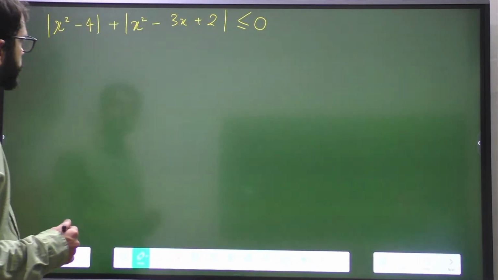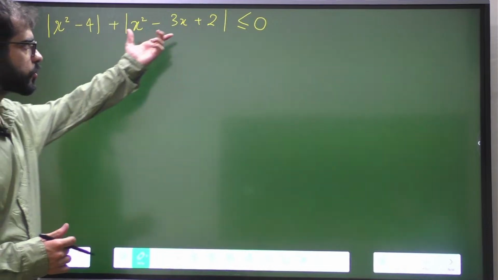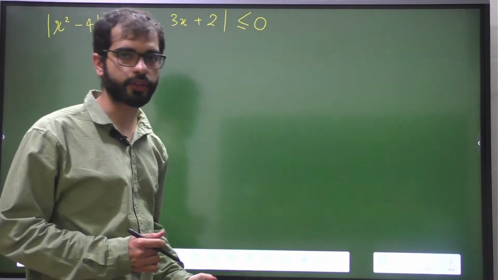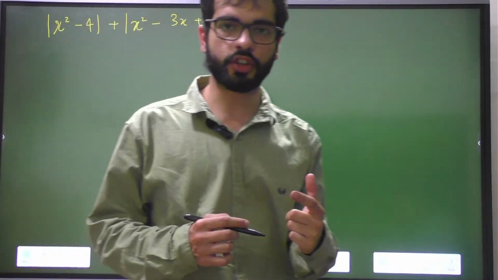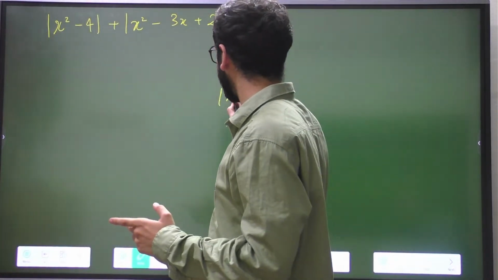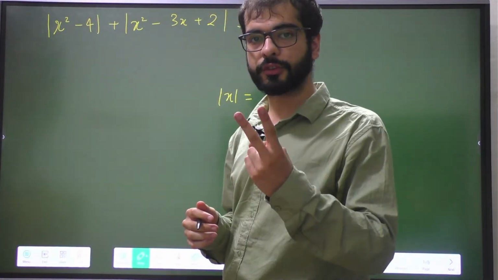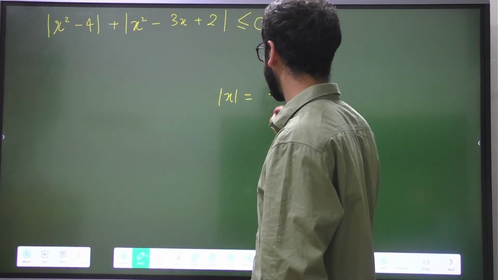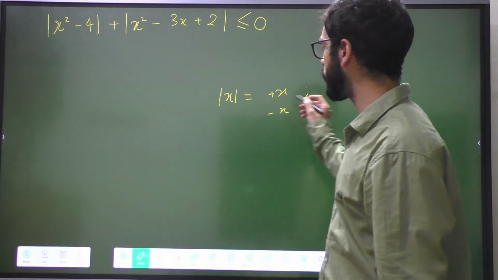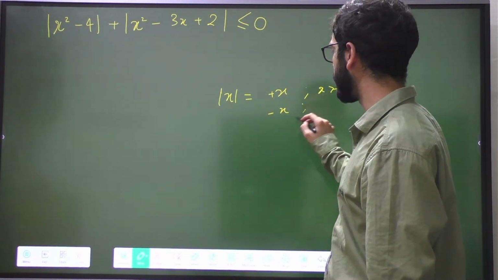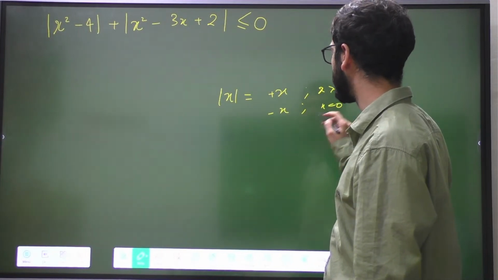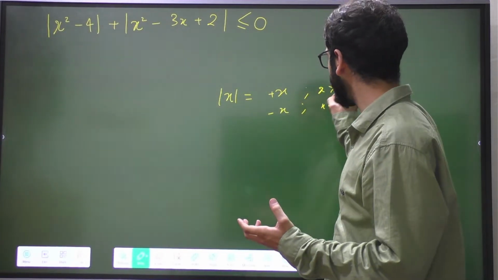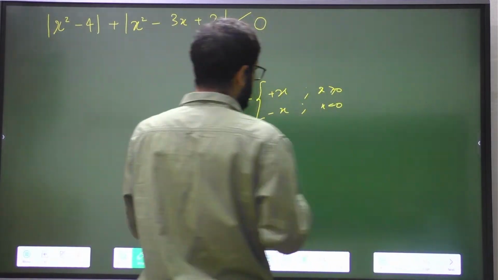So the first question is modulus of expression 1 plus modulus of expression 2 should be less than or equal to 0. एक बार रिवाइज करते हैं जो हमने पढ़ा था. हमने बोला था कि मॉड्यूलस ऑफ x के आउटपुट से दो पॉसिबल है, या तो प्लस x या फिर माइनस x. When will it be positive x if x is greater than 0, and when is it minus x when x is less than 0. Equal to 0 can be placed in either of them. So ये दो आउटपुट आर पॉसिबल.